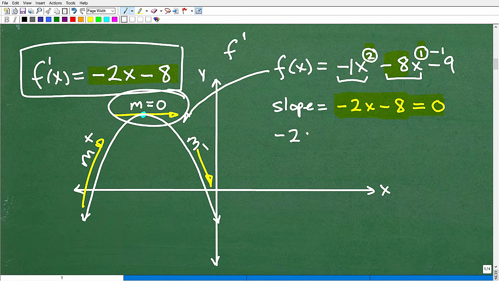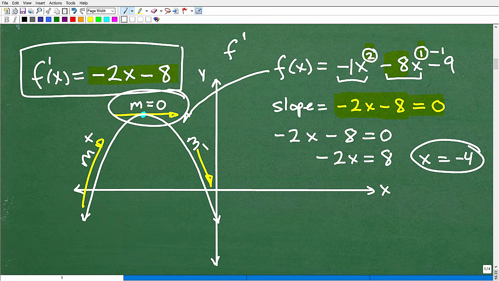So negative 2x minus 8 equals 0. I'm going to move the 8 over to the other side of the equation. That's negative 2x is equal to 8. And I'm going to divide both sides of the equation by negative 2. So x is equal to negative 4. Okay? So right here, 1, 2, 3, 4, negative 4, along where x is negative 4, at this point, that is the maximum along the x-axis of where that's at.